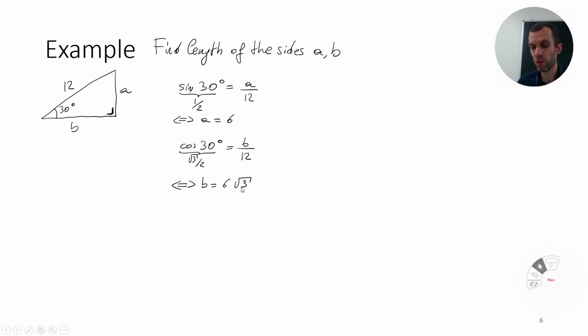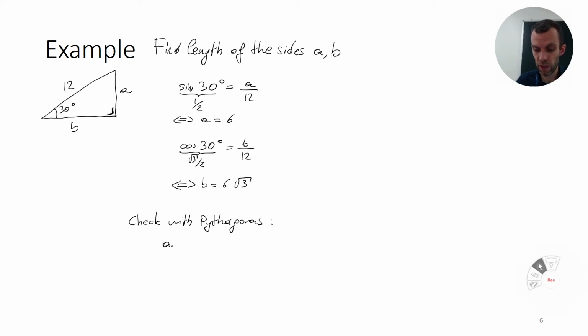But I want to show you there's a small check that you can do to confirm that your answer is not wrong. Here you can check with Pythagoras' theorem, because you know this is a right angle triangle, so the sum A squared plus B squared has to be equal to 12 squared, the hypotenuse side.